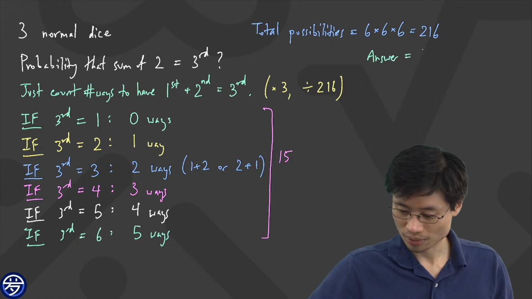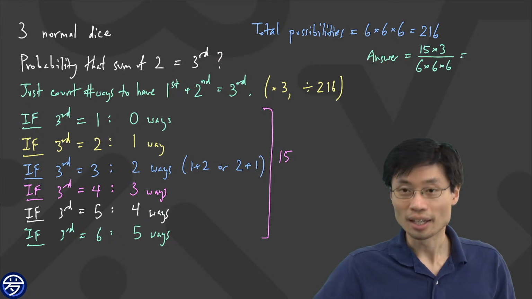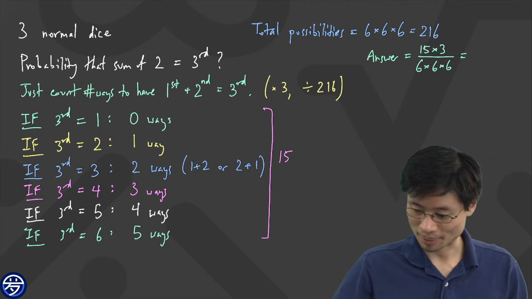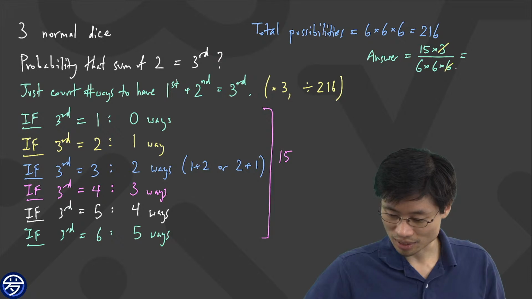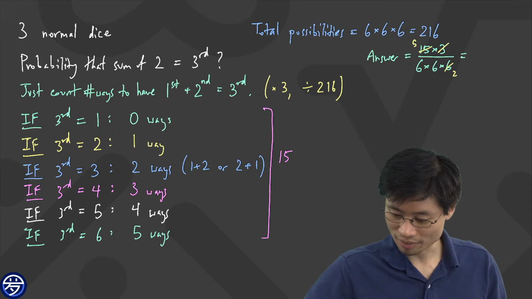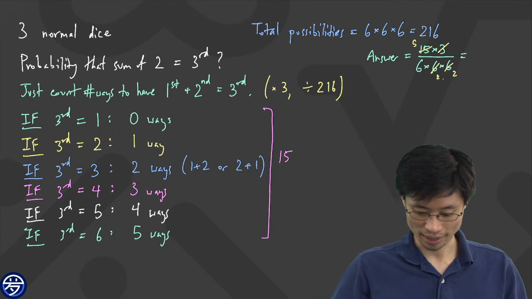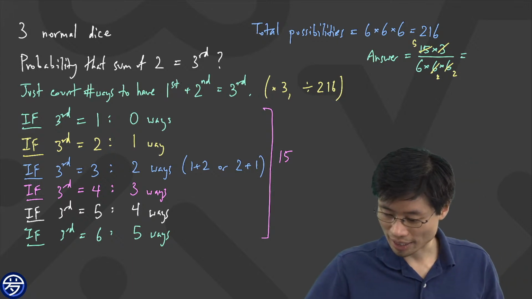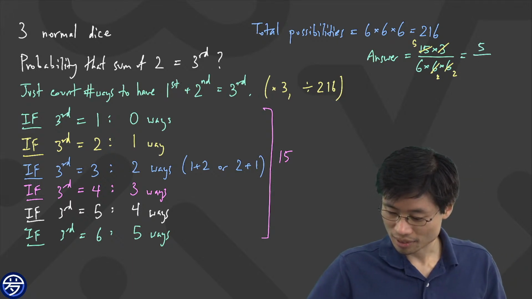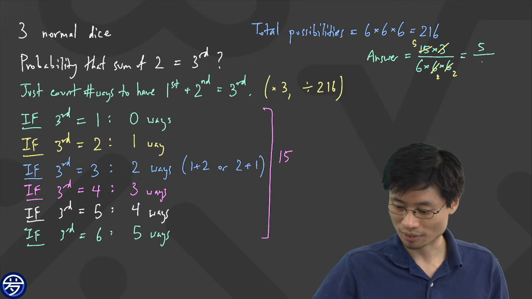That's equal to 15 times 3 divided by 6 times 6 times 6. And now if I do some cancelling, what happens? The 3 takes away a 2. That leaves a 5. That leaves a 2. And so what I have here is 5 divided by 6 times 2 times 2. 6 times 4 is 24.